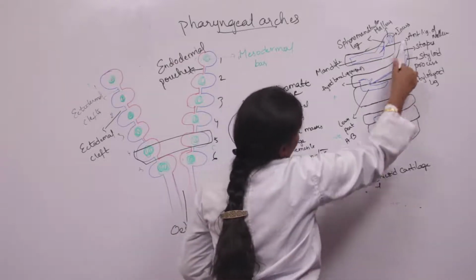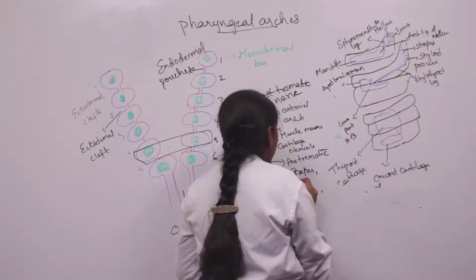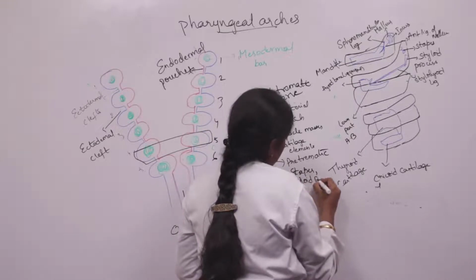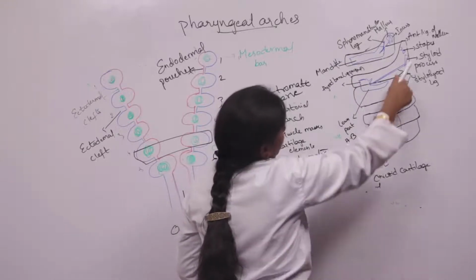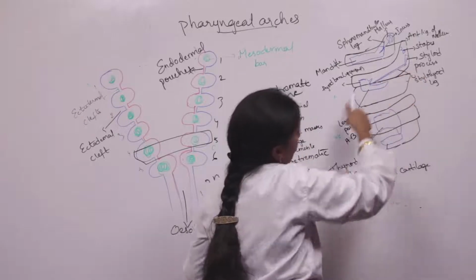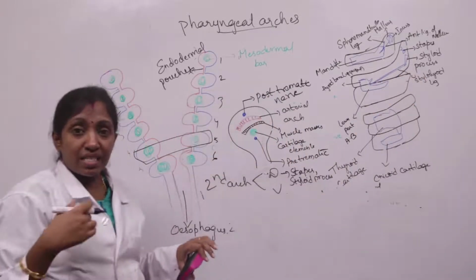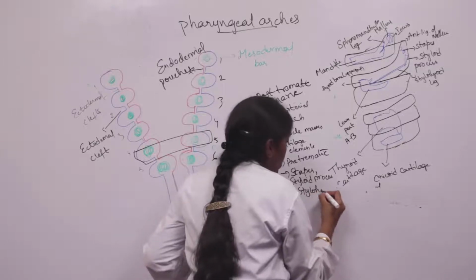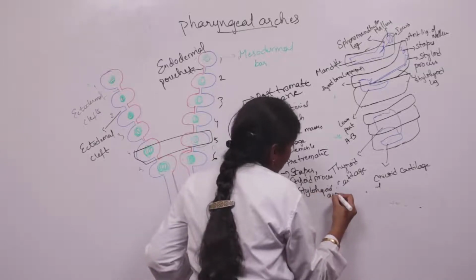Stapes, then we have the styloid process here, which is nothing but a part of the temporal bone. And from the styloid process to the hyoid bone, one ligament extends, that is the stylohyoid ligament. They are the derivatives of the dorsal part of the second arch.